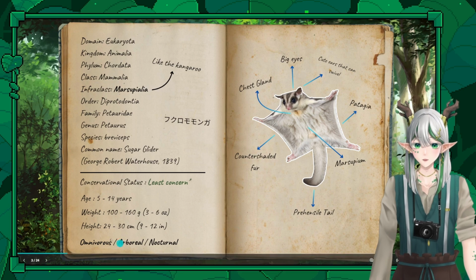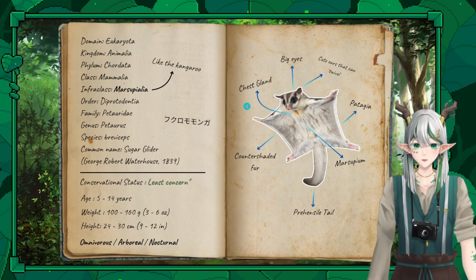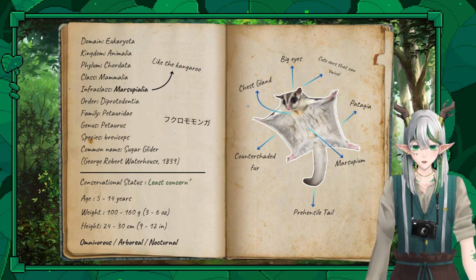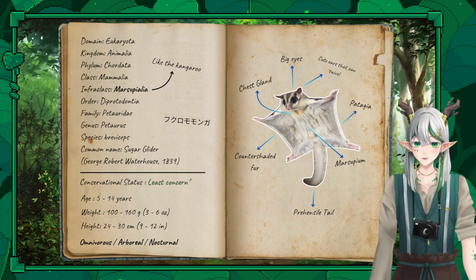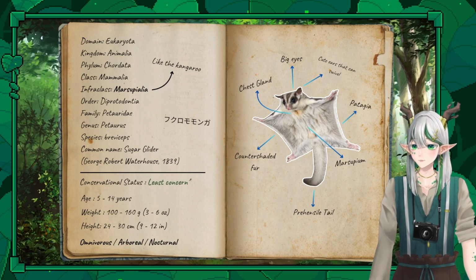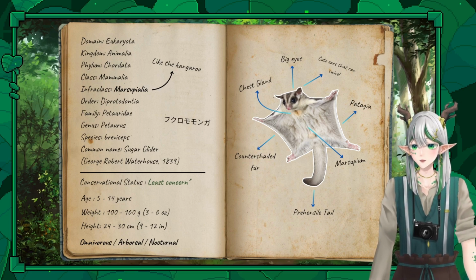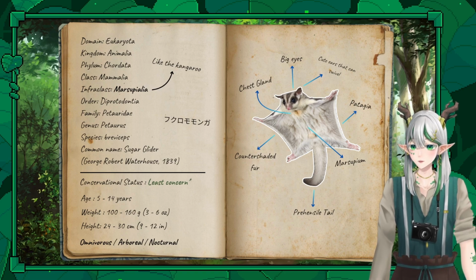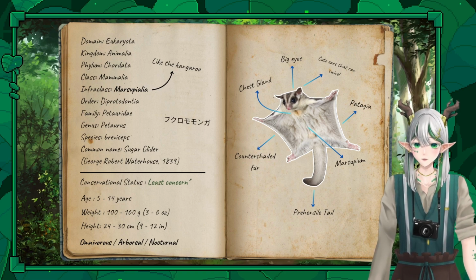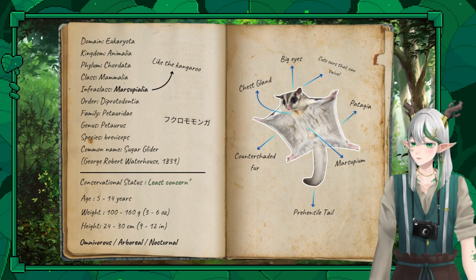And then some more normal information, general stuff. Its conservational status is of least concern, so don't worry, it's not gonna disappear anytime soon, though there is an asterisk because we're not actually sure of its full geographic distribution. And it could be a lot smaller than we think, in which case it could be a bit more in danger from bushfires and stuff like that. But for now, it's still least concern, last I checked, so hopefully we're good.